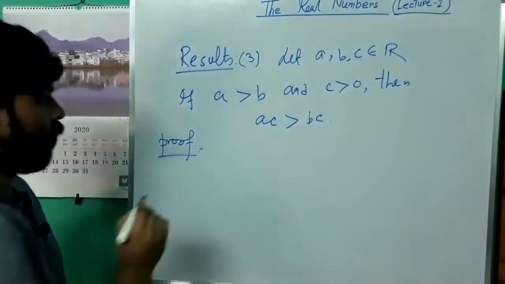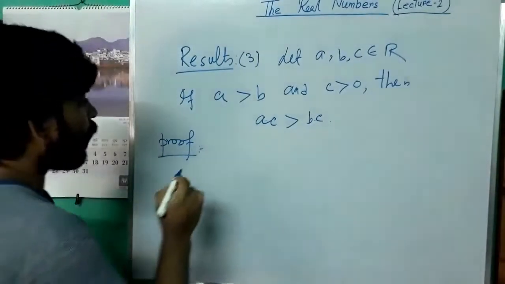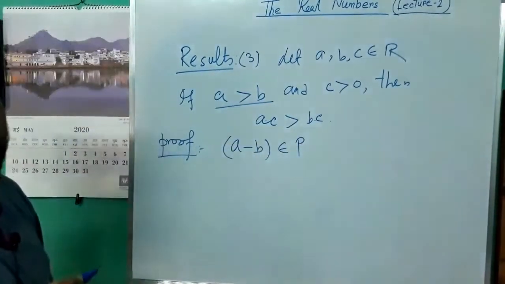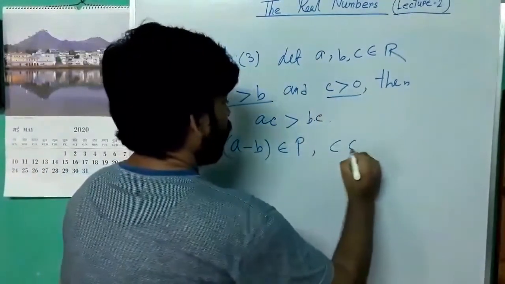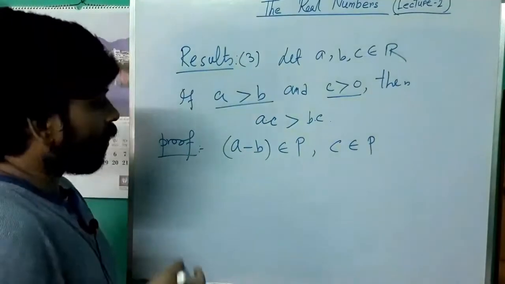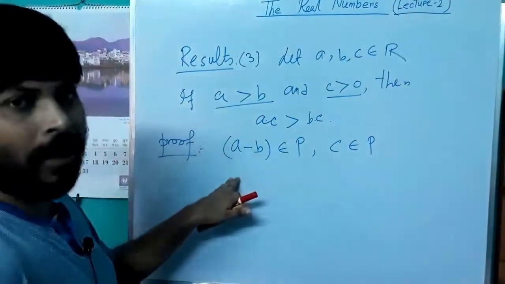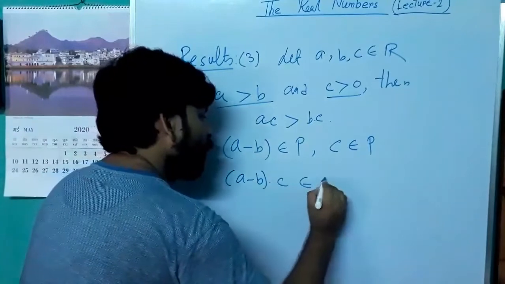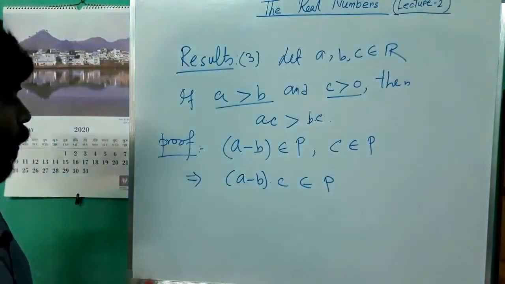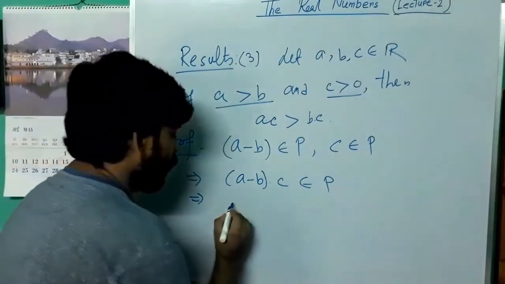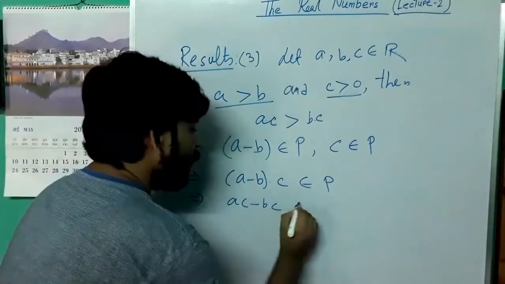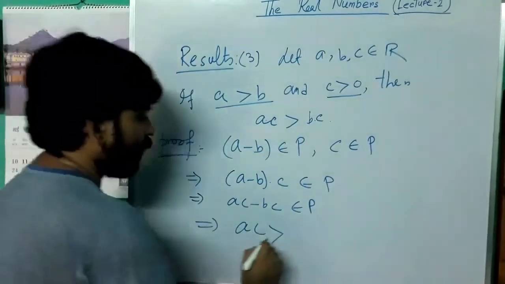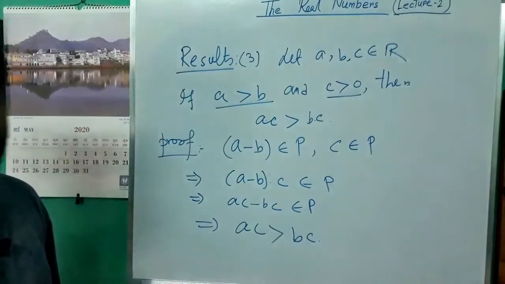Okay. Proof. What is given? Given that A minus B belongs to P by definition and C belongs to P. Since P is closed under multiplication, we can write A minus B times C belongs to P. And we apply the distributive property, so AC minus BC belongs to P, and by definition AC is strictly greater than BC, and this completes the proof.